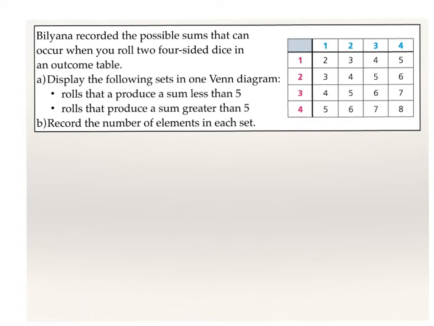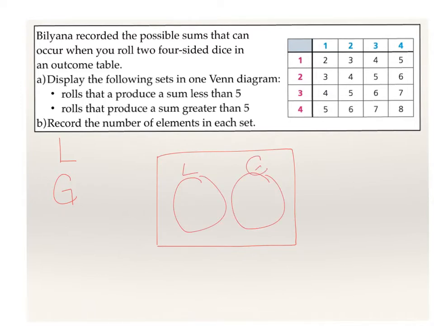So we have to name them. I'm going to call it L for less than 5 and G for greater than 5. Now why don't I have them overlapping? You can't get both less and greater at the same time. There's no number that's going to be both less and greater. What if you get 5?